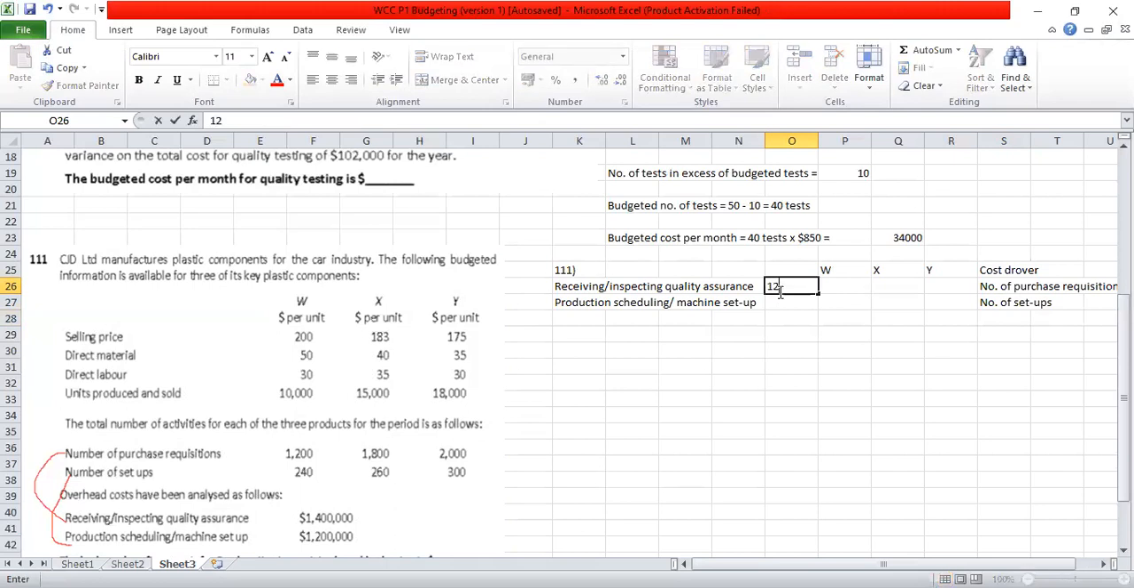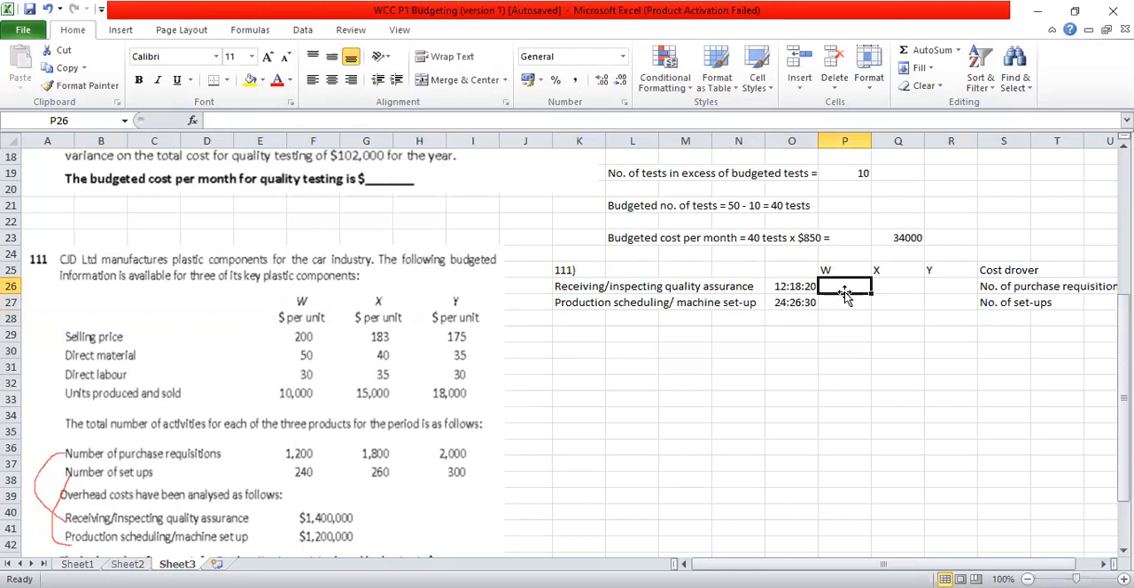12. And for the other one, it is 24 is to 26 is to 30. 24 is to 30. What's the total amount? The total amount is 1,400,000.